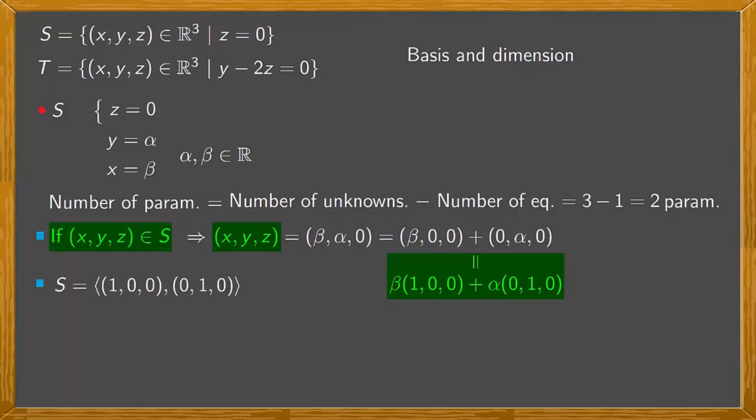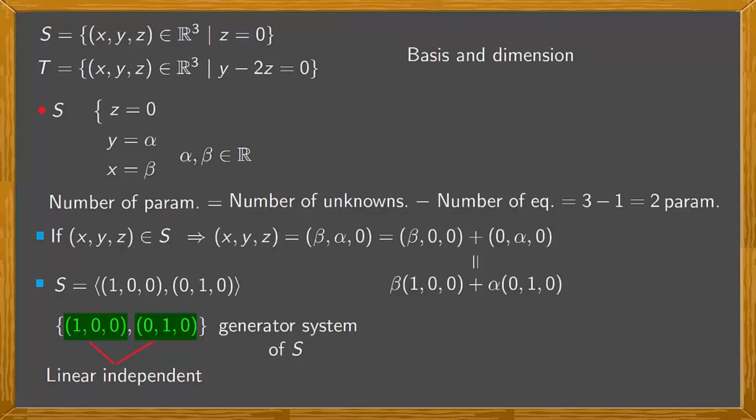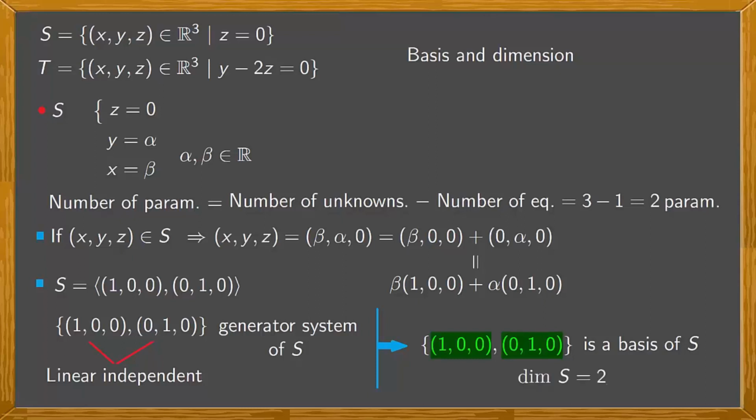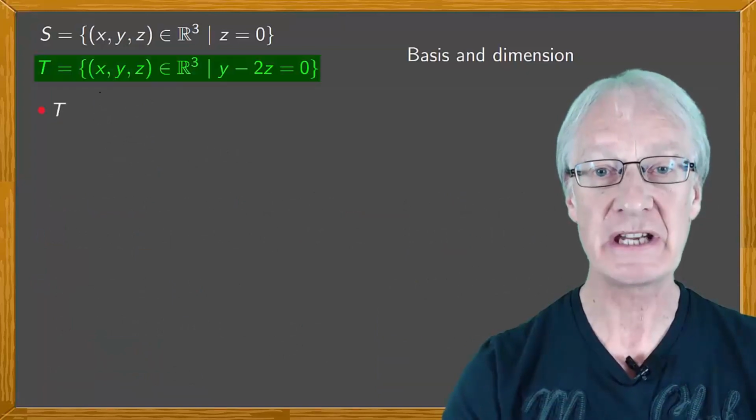Notice that every vector of S is a linear combination of 1, 0, 0 and 0, 1, 0. S is generated by these vectors, and therefore the set formed by these vectors is a generator system. Also, since the vectors are clearly not proportional, they're linearly independent. We have two linearly independent vectors that generate S. So the set formed by them is a basis of S. Since this basis has two vectors, we have that all the bases of S will have two vectors, so that the dimension of S is 2.